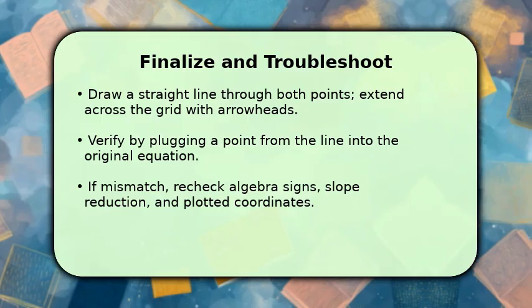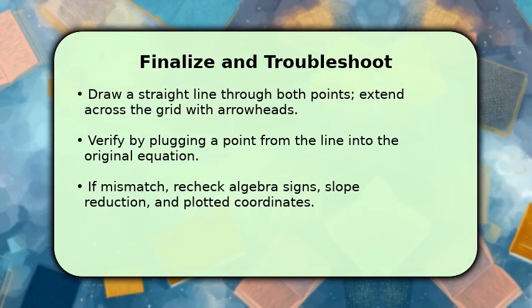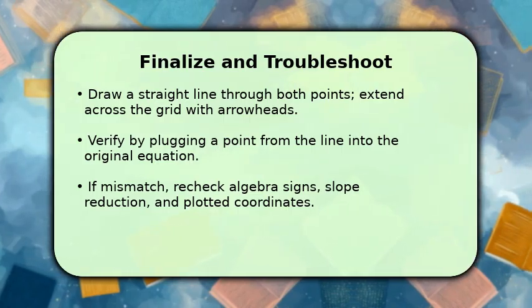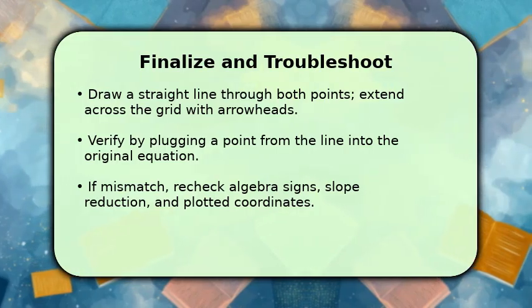If things go wrong, re-examine sign changes when isolating y, ensure slope was reduced correctly, and confirm you moved rise/run in the proper directions. Correct one mistake at a time to isolate the fault.